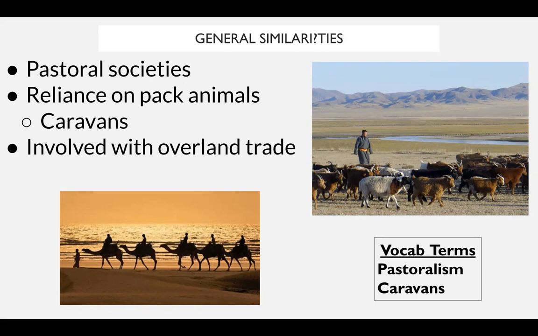For one thing, many of these societies are pastoral, meaning they move from pasture to pasture. You probably talked about this in Human Geo. So many of them are pastoral, primarily moving around animals like goats, like sheep, like horses, like camels, these sorts of livestock. But generally, these Central Asian nomads will depend on caravans.